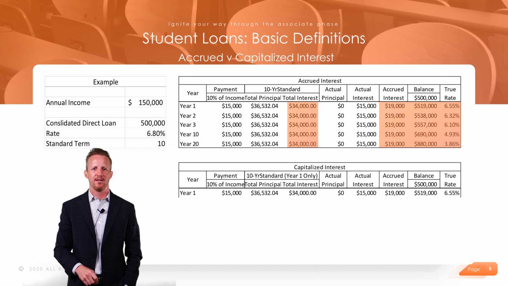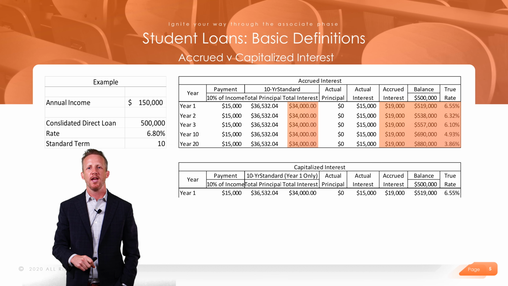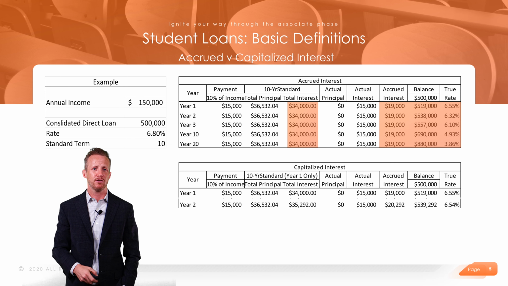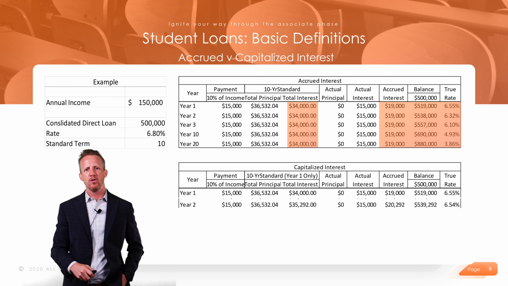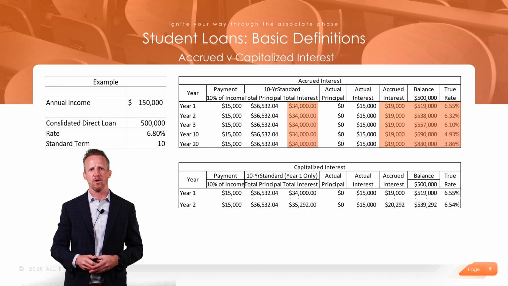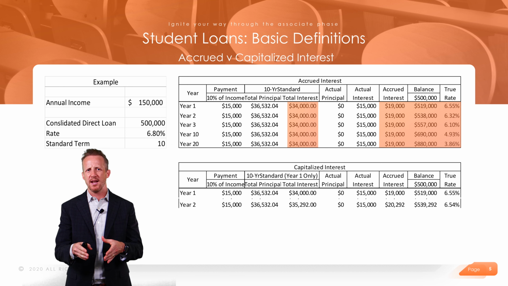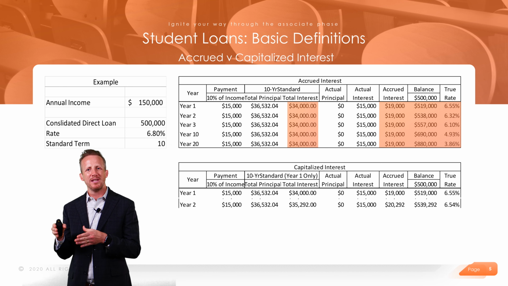Year 1, guess what? It's all the same. You can look up above and you'll see every number is the same. At the end of year 1, your balance is $519,000. The difference starts to surface in year 2 because now the interest over in the total interest column, column number 4, notice that that has gone up. And do you know why that's gone up? It's because your 6.8% is now applied to the ending balance of last year, $519,000.